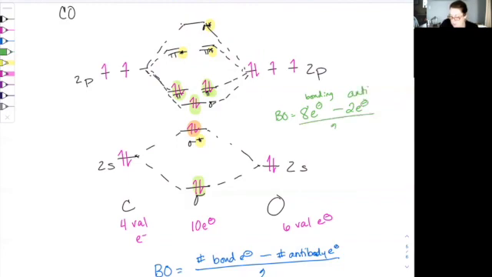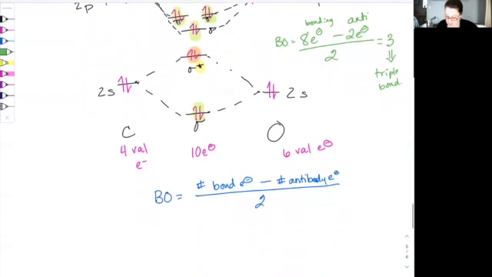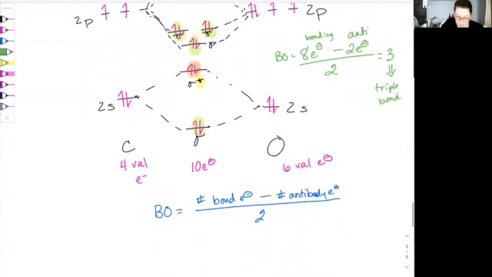We're going to divide that by 2. So 8 minus 2 is 6. Divided by 2 gives us 3. That tells me I have a triple bond. The order of bonds is 3. That means triple bond. And the structure of CO looks like this.